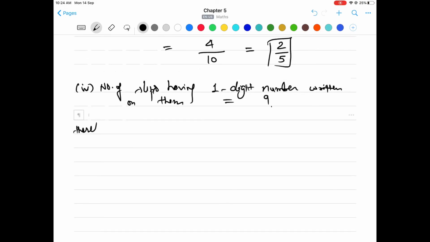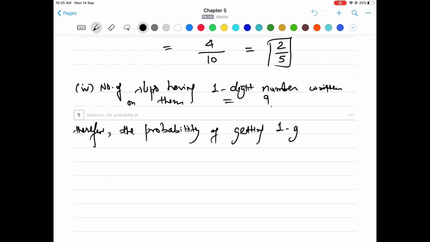Okay, therefore the probability of getting a one digit number is equal to 9 divided by 10.